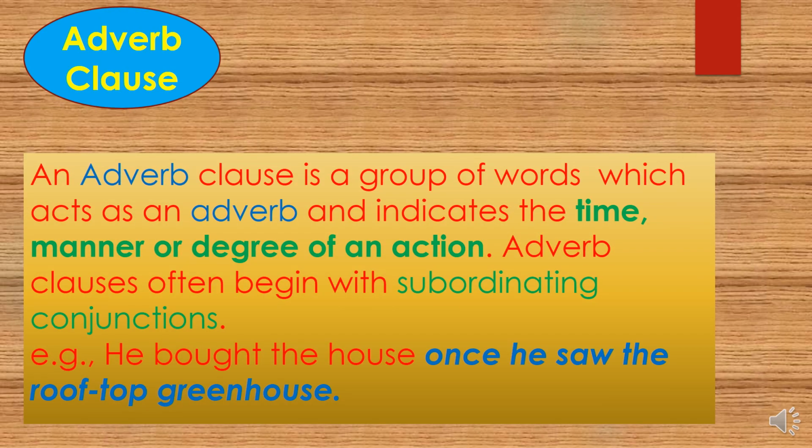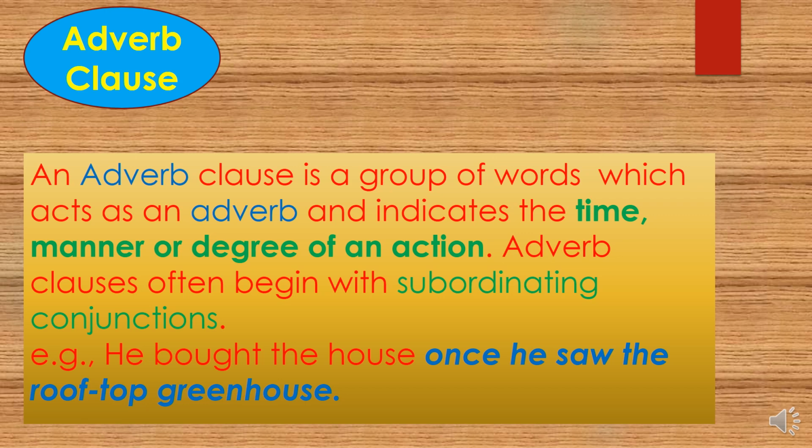Now see the adverb clause. An adverb clause is a group of words which acts as an adverb and indicates the time, manner or degree of an action. So the clause which does the work of an adverb, I am sure you all know what adverbs are, is called the adverb clause, which indicates the time, manner or degree of an action, how it is happening, at which time it happened, or what is the degree of the action.